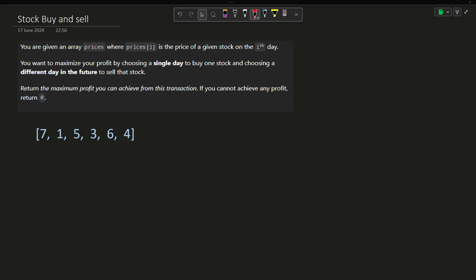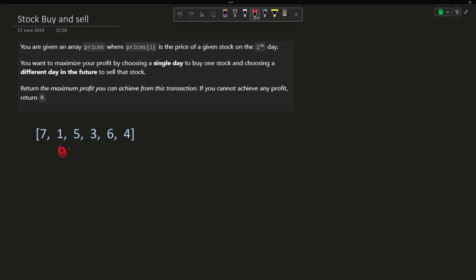You're given an integer array prices, which has the price of a given stock on the ith day. What you want to do is maximize profit by choosing a single day to buy one stock and choosing a different day in the future to sell that stock. To make a profit, you buy today and sell on a day after buying, and you need to sell at a higher price.